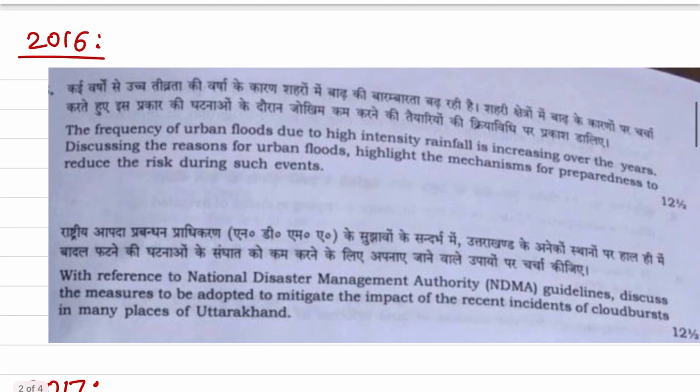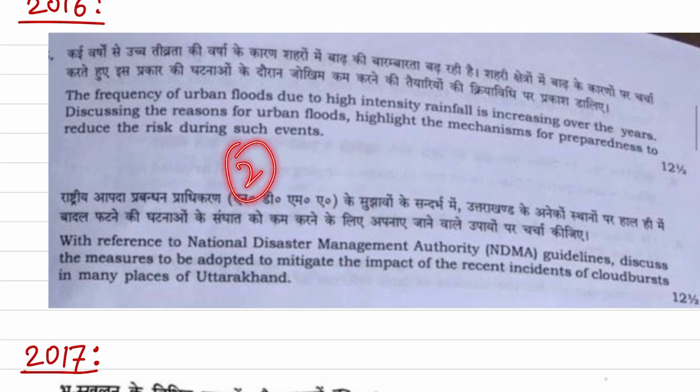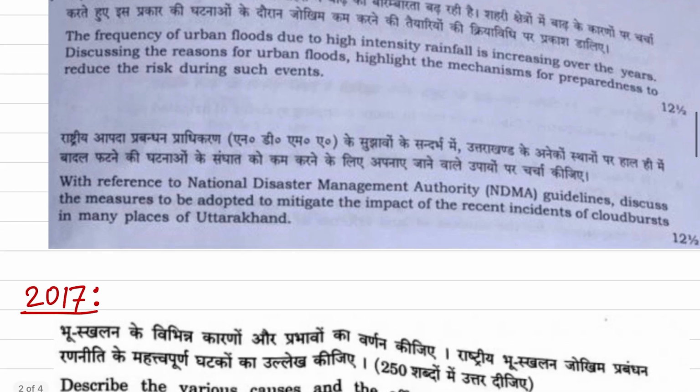In 2016 we have two questions this time. The frequency of urban floods due to high intensity rainfall is increasing over the years. Now they are mentioning urban floods. It means this is a disaster specific question, right? Discuss the reasons for urban floods, highlighting the mechanisms for preparedness to reduce the risk during such events. Now the second question was, with reference to National Disaster Management Authority (NDMA) guidelines, discuss the measures to be adopted to mitigate the impact of recent incidents of cloudbursts in many places of Uttarakhand.